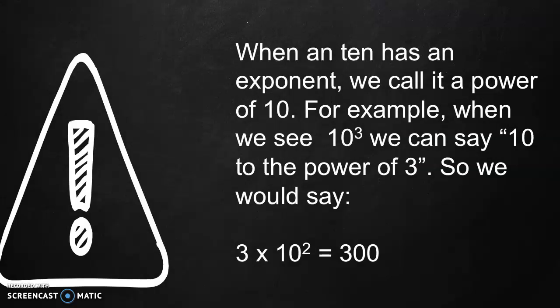This is important. When a 10 has an exponent, mathematicians, we call that a power of 10. So for example, when we see 10 to the third, we say 10 to the power of 3. So for the equation I have below, we would say 3 times 10 to the power of 2 equals 300.